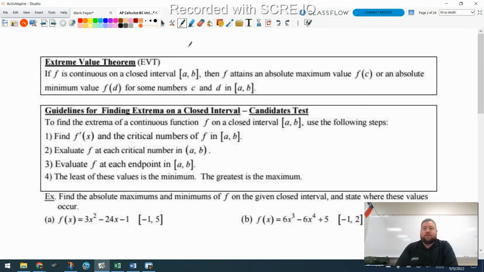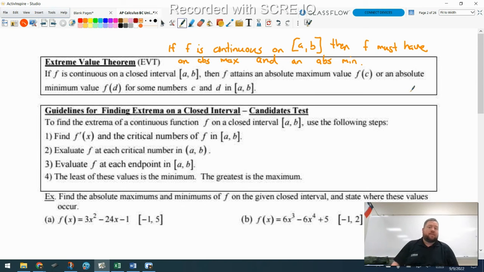All right, that's the fancy math way of saying it. So what this is really saying is that if f is continuous on a to b, closed interval, then f must have an absolute max and an absolute min.